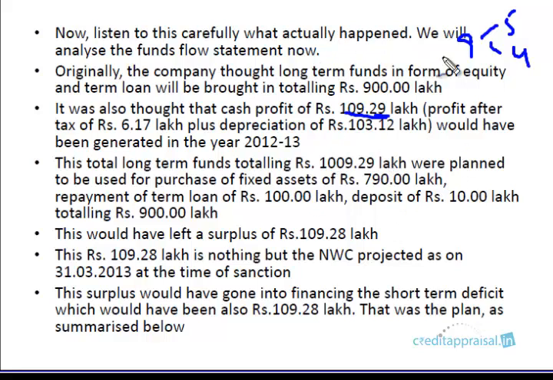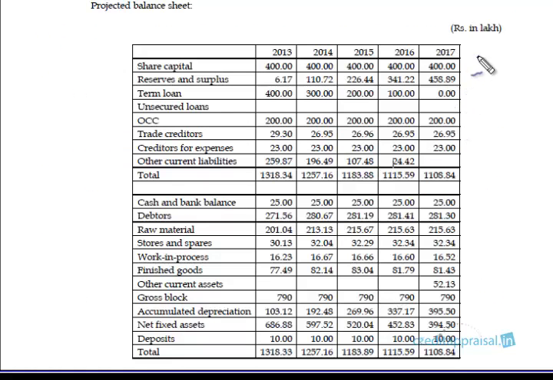So had it gone according to the plan, they would have had a long-term surplus of 109.29 lakhs. That would have increased the NWC. That is nothing but the projected NWC, right? If you go back to the projections, see what that 109.28 is. That is nothing but the projected NWC. This is the balance sheet projected, given at the time of sanction of term loan. This is not the actual. Okay, this is the projection at the time of sanction of term loan.